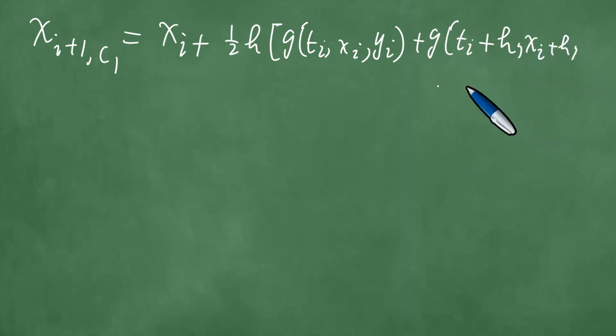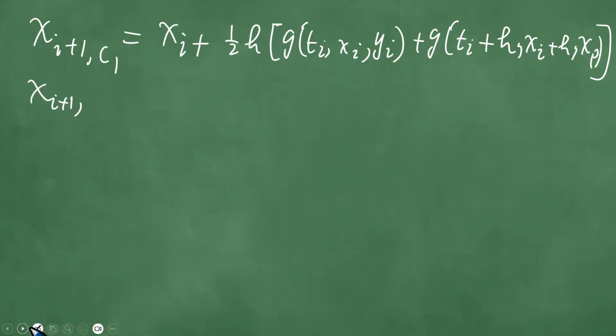And then this one, you're going to put the predictor, which you can just write as XP, or you can put X1 comma P. All right. Now what is the meaning of this? This one is XI plus 1. Okay, now let's just substitute this one. So we get the first corrector, X1 C1.